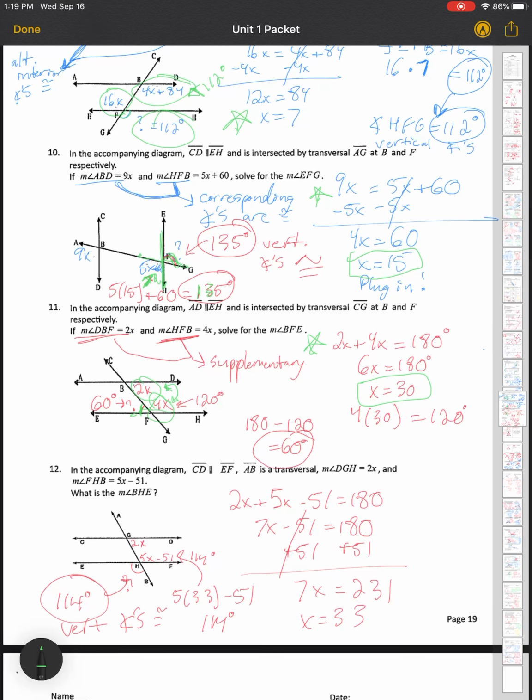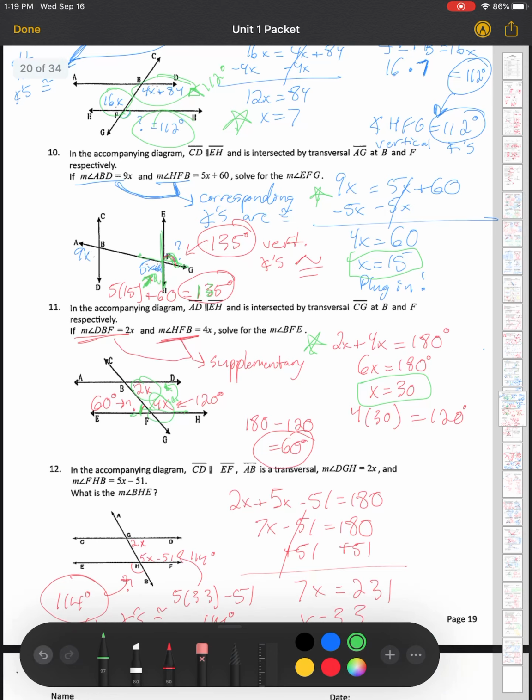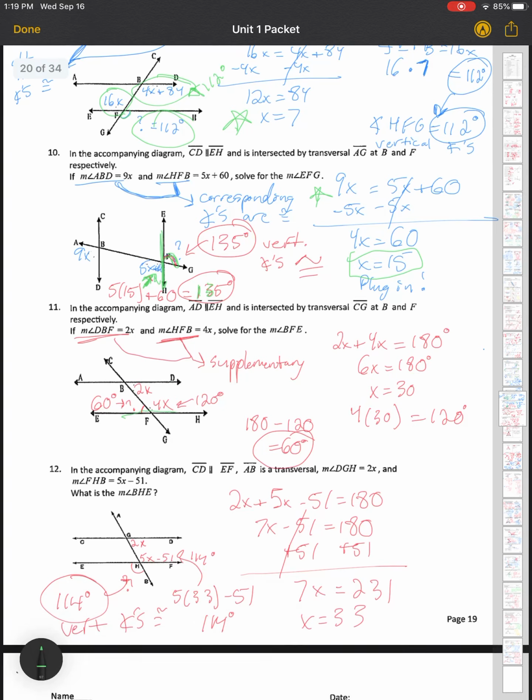Now, I have to use the fact that these are two angles along a straight line. So if I move that out of the way, you see two angles along a straight line here. So I'd plug in x being 30 here first, and I get 120. These two angles add to 180, and I get 60 degrees for my missing angle.